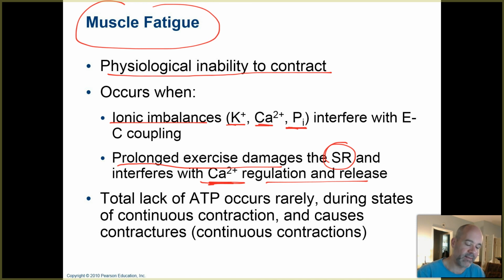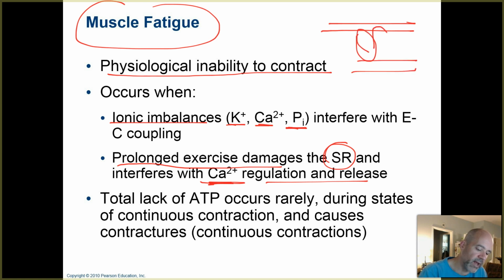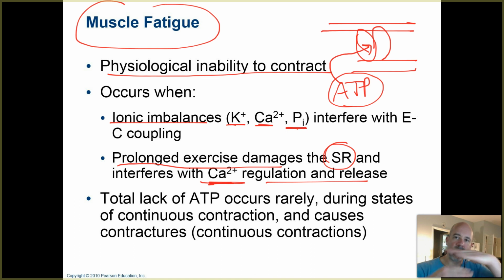And so why is that? If we think back to the cross bridging that takes place, where you've got an actin filament and here you've got the myosin heads that are attached. If you guys remember, you need ATP to bind to those myosin heads so that they'll actually detach.